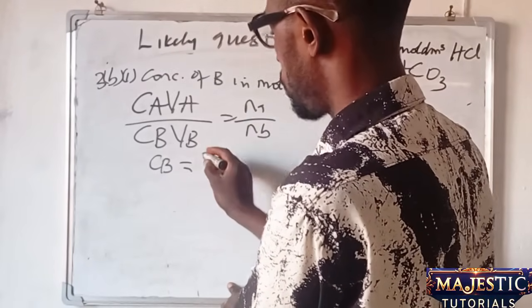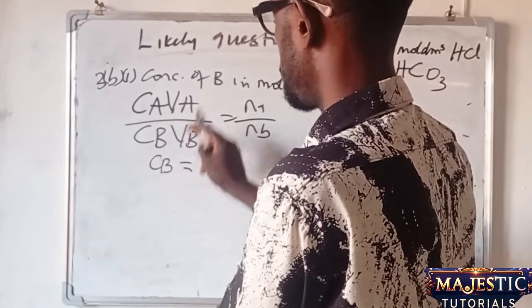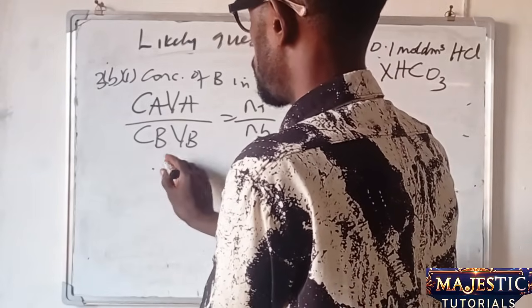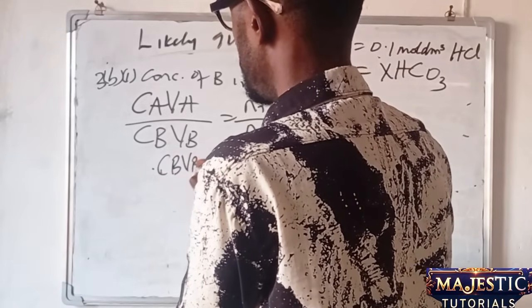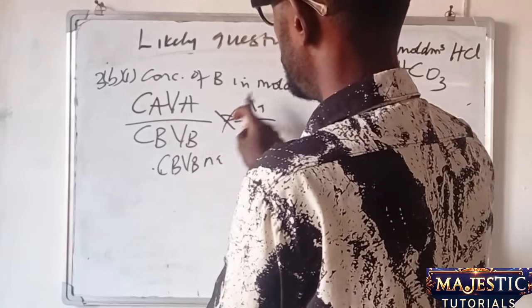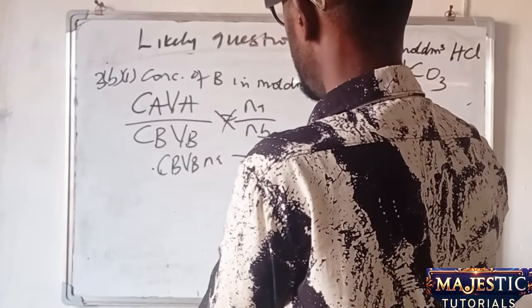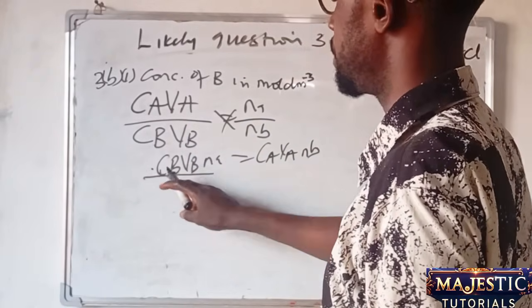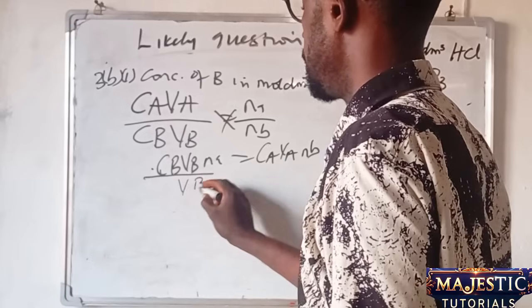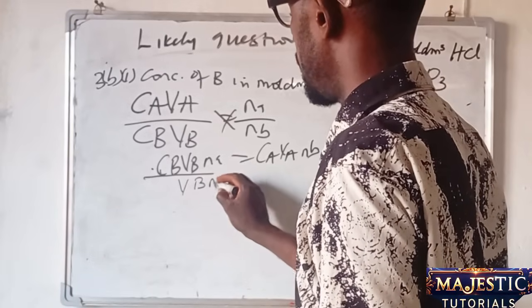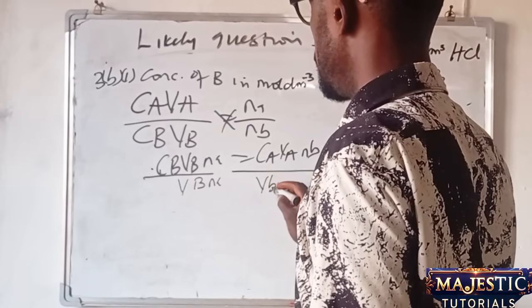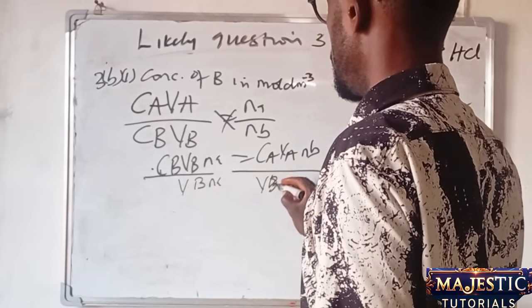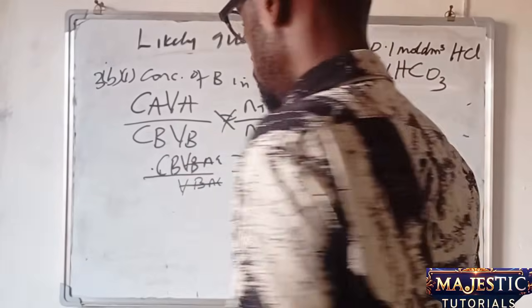So CB here, remember, we'll cross multiply. Use this and multiply this, use this and multiply this. So mathematically, let me do it just once. I won't repeat because this is no mass. Cross multiply: CBVB equals CAVANB. Now divide both sides by everything around CB that is not CB, and that is VBNA. So our CB is equal to CAVANB over VBNA.